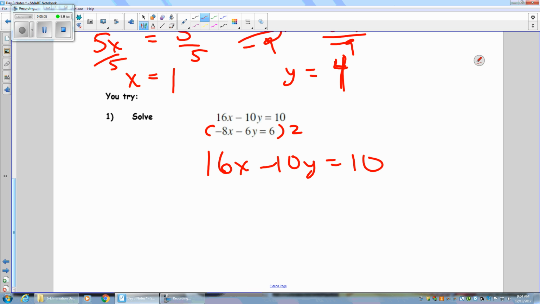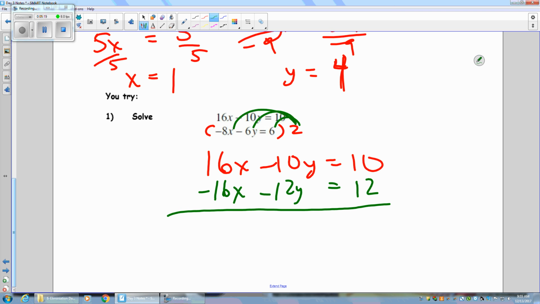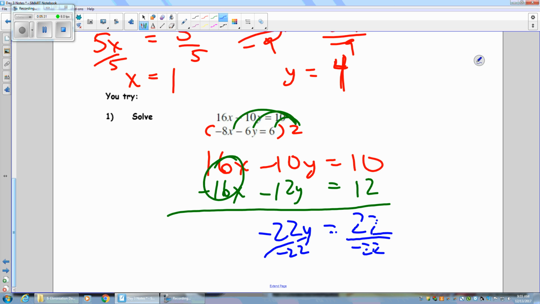So I want a negative 16, and because it's negative 8, there's that. So 2 times negative 8 is negative 16x's, like I stated. 2 times negative 6y is negative 12y's, and 2 times 6 is 12. Those zero out, which makes us happy, because now I'm only going to have negative 22y's is 22, which is really going to be easy. Divide both sides by negative 22, and I end up getting y is negative 1. Don't forget that negative sign right there. That's going to make a big difference.